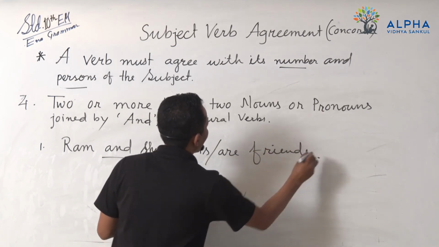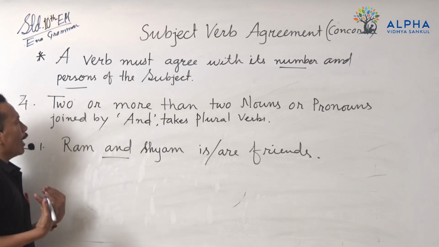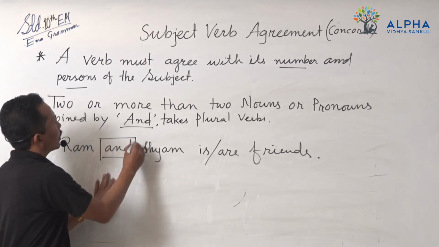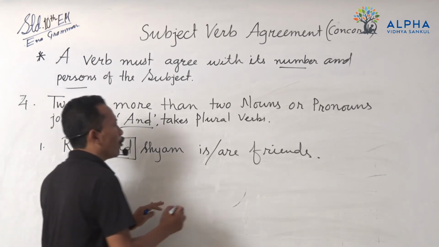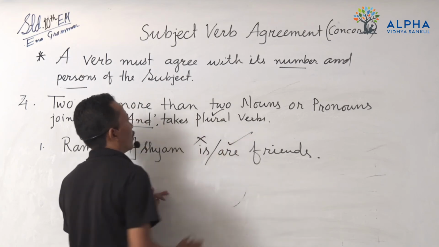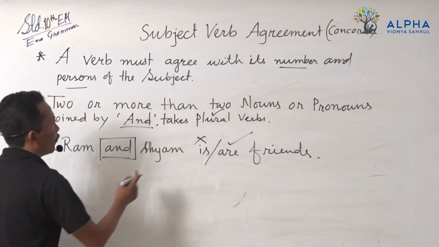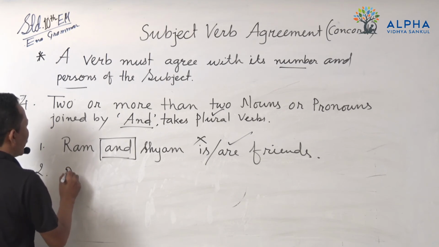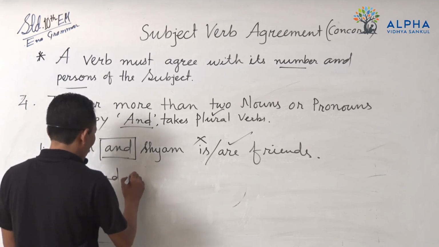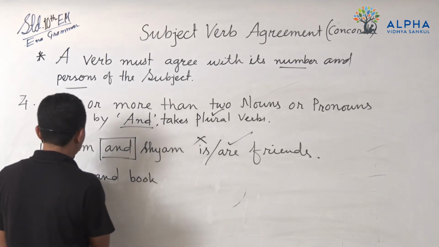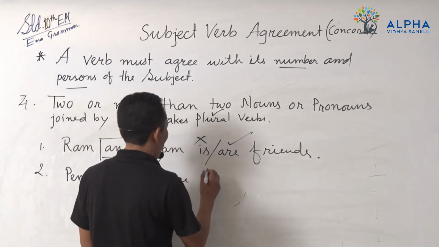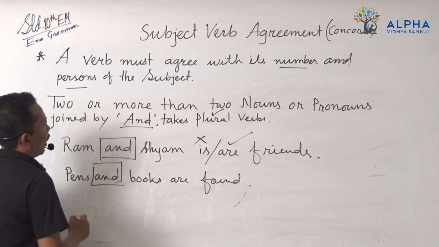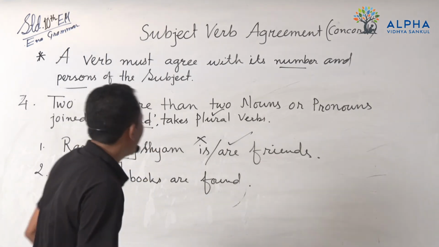Students, you know that the rule is saying that if there are two or more words, and they are connected, joined with and, then the subject will be plural. Plural means no, are. Ram and Shyam are friends. Okay, don't forget like this. If you find pen and books, pens and books are found, like it, here and.